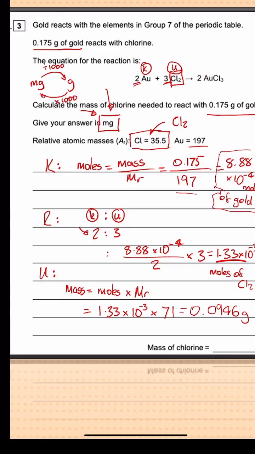So you get your answer here. We want to get it from grams to milligrams. So we do 0.0946 times by 1,000 to get a final answer of, 94, is it 94 or 9.4? 94.6, I think. Let's double check that. Times it by 1,000, not 100. 94.6, yeah, 94.6. So 94.6 milligrams is the final answer, and that's how you get 5 marks from this.